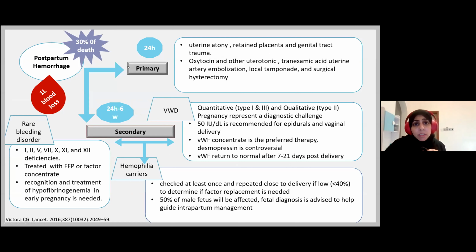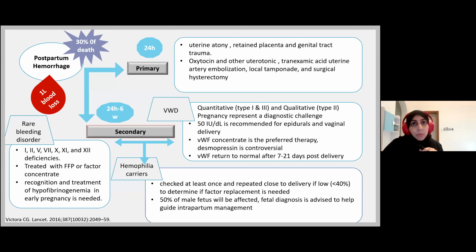The primary causes are usually related to uterine atony, retained placenta, and genital tract trauma. The most important primary hemostasis to stop bleeding after delivery is uterine contraction, and if there is an abnormality, this will lead to primary postpartum hemorrhage. The treatment is oxytocin and uterotonic agents, and a recent randomized controlled trial found that tranexamic acid use after delivery significantly reduces the risk of postpartum hemorrhage.